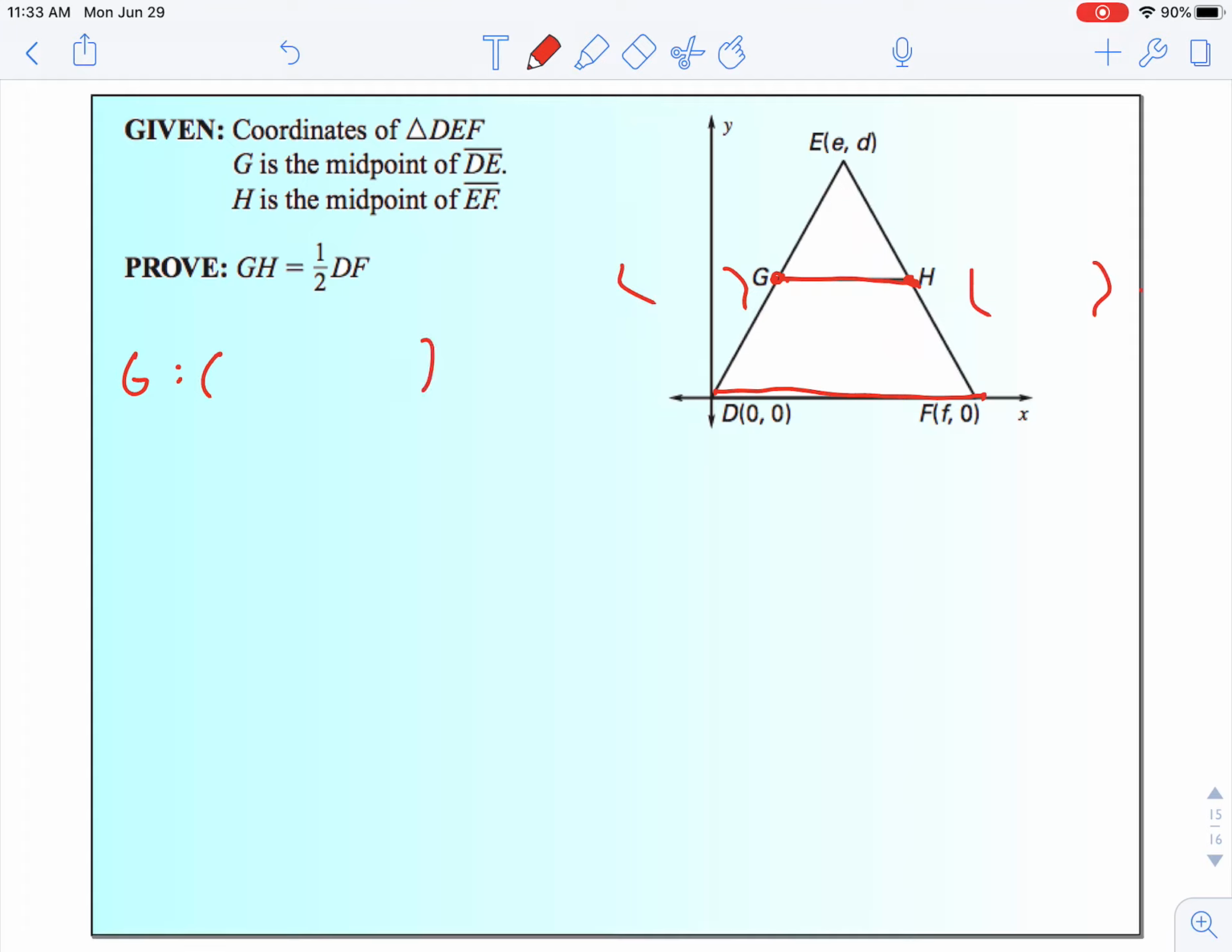So you're going to have to find the ordered pairs using the midpoint formula. And then you're going to have to use the distance formula to find GH and to find DF. And that gets tricky when you have variables and then simplifying radicals and using those formulas with variables. So give it a try and see if you can verify it on your own, and then check back to the notes. This is the end of lesson.